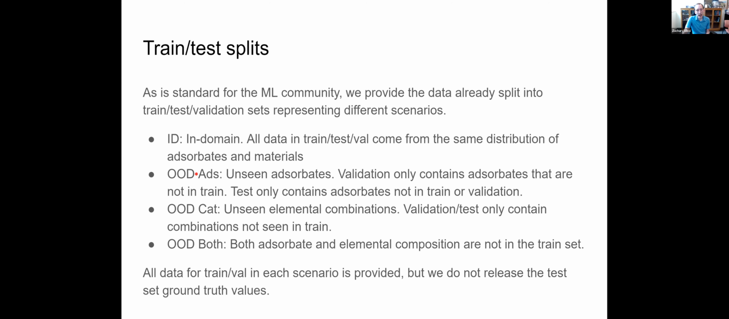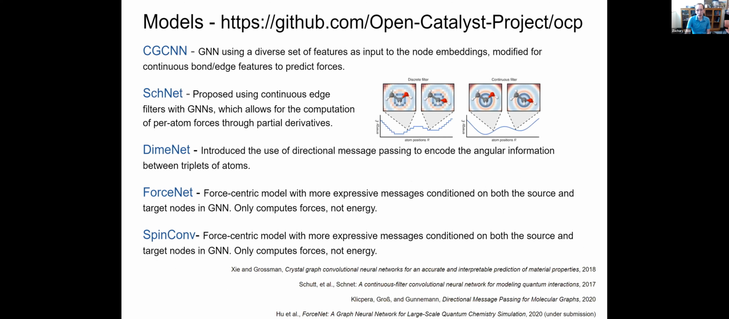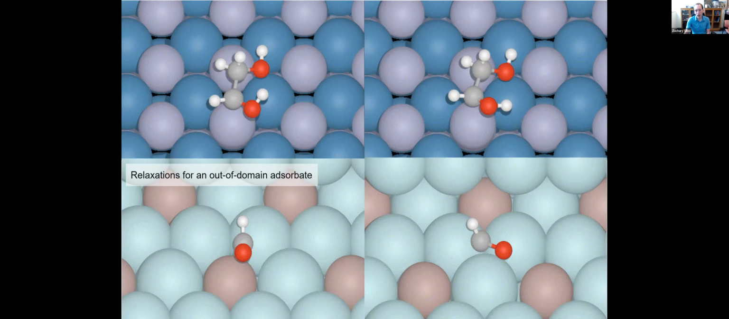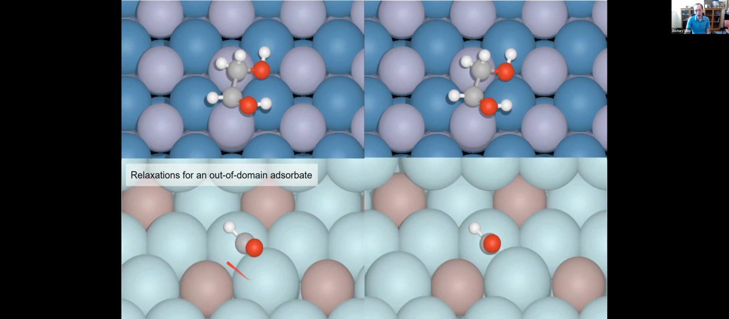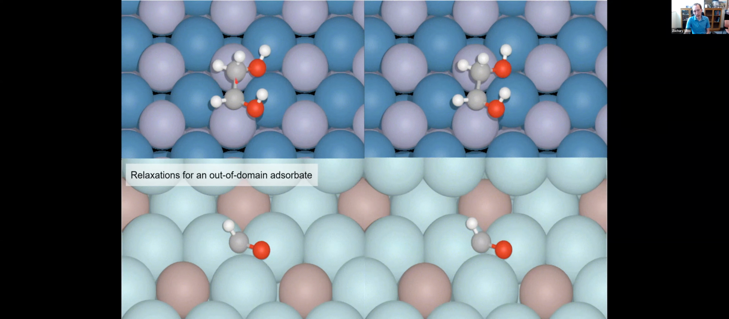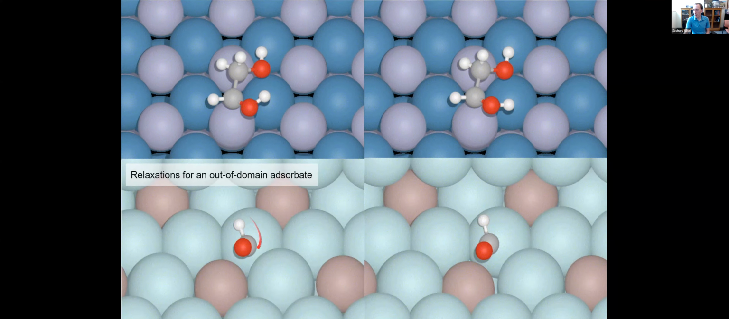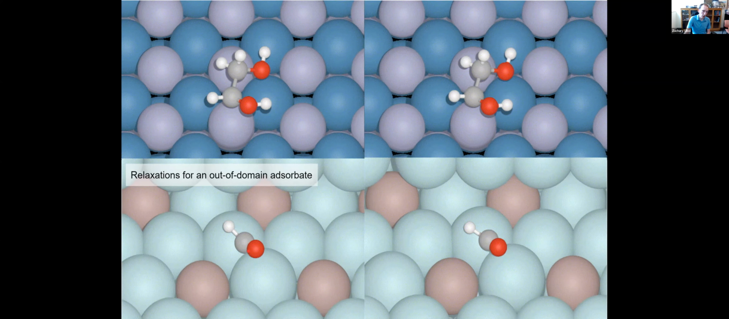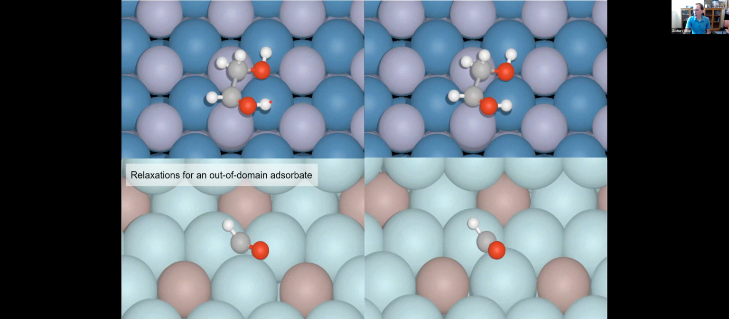In addition, I can ask the model to train on one set of adsorbates and then predict on a different adsorbate that it's never seen before. So that's actually what was happening here. I trained the model on a bunch of things that weren't CHO or hydrocarbons, and then I asked it to predict on CHO. You could say that's very similar to this. You could also say that's quite different.